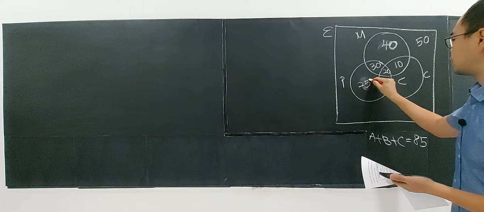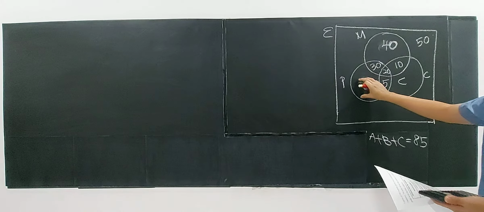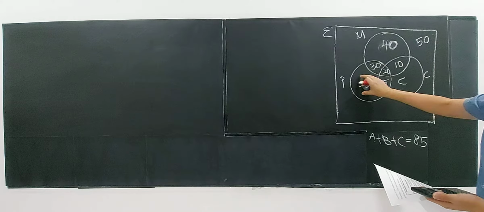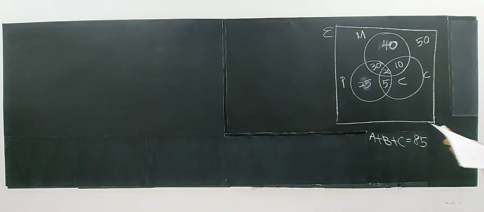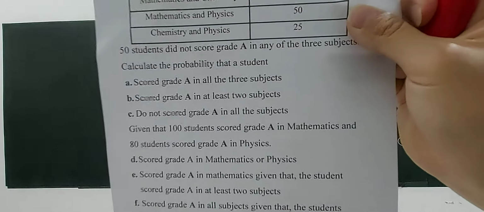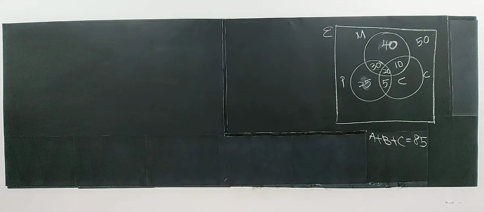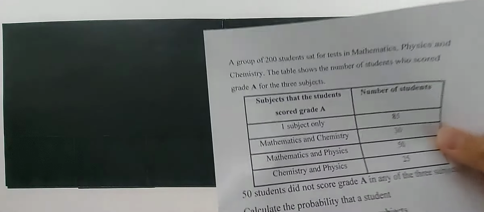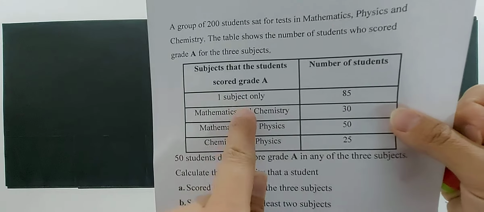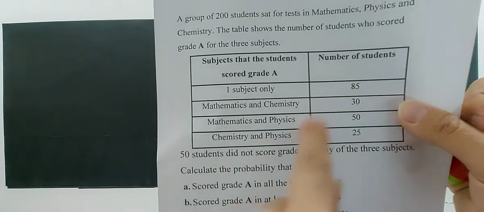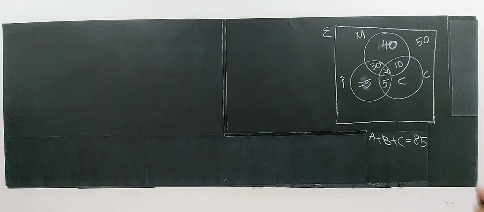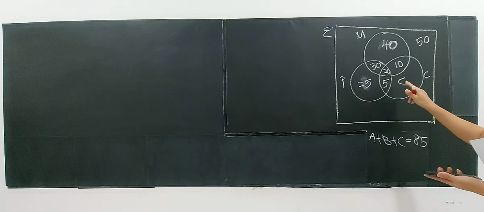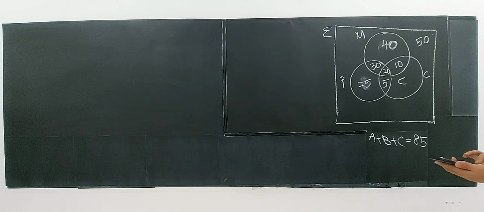So that means we have 25 students that score A only in physics, and the other subjects are not A. How about chemistry? The information for chemistry is not given, but we know that A plus B plus C means one subject only, and for one subject only, scoring A is 85. So 40 plus 25 plus C must be 85. I take 85 minus 40 and 25, which gives you 20.